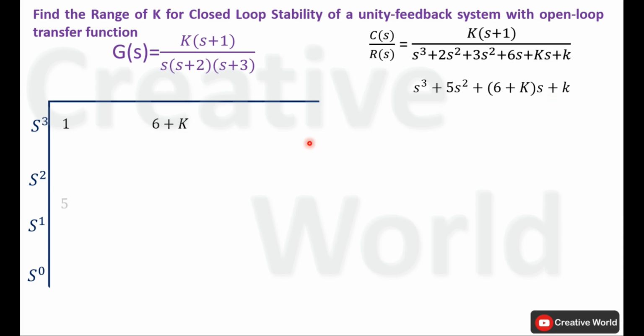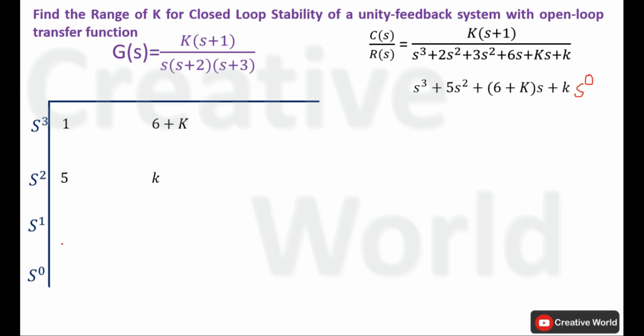Similarly, 5 will be placed below inside this row because it is along with s even power 2, and k will also be placed here inside this row because it is along with 1, and 1 can be written as s power 0, and 0 is an even number, so the power of s is even. That's why this k is taken inside this row. We have placed all the entries inside this row.